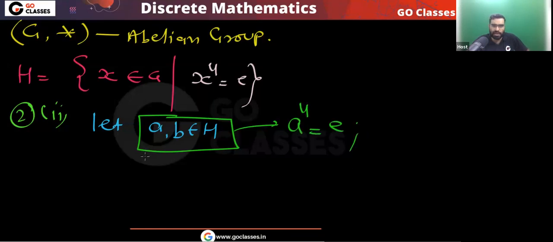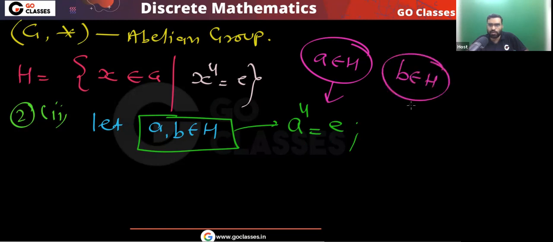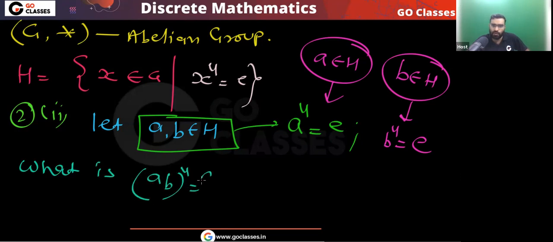A belongs to H. Remember, that automatically means that A power 4 is the identity element. Similarly, B belongs to H, that automatically means that B power 4 is equal to the identity element. Now let's check what (AB) power 4 is. That will be AB, AB, AB, AB. Agree?